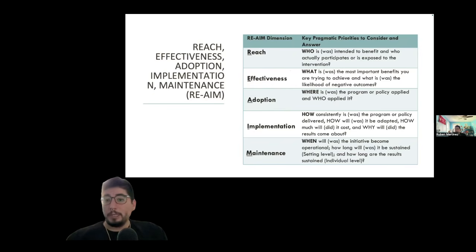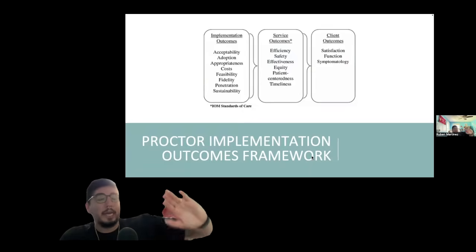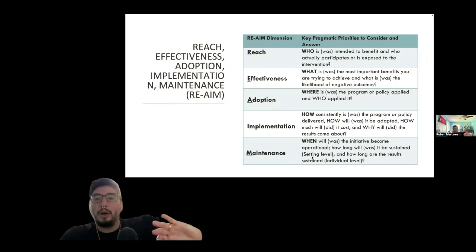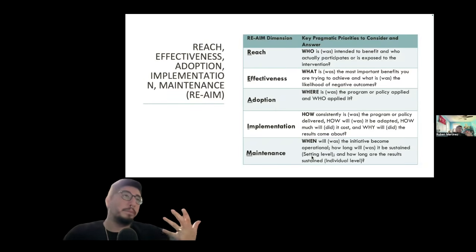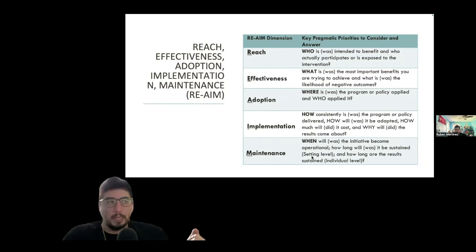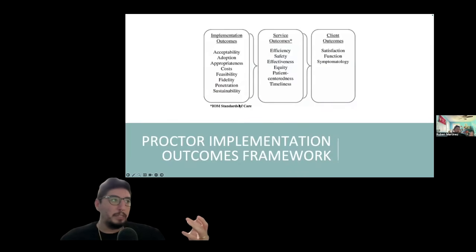which is who chose to adopt it and who didn't. Implementation really refers to fidelity. That's how much the thing is being used and how well it is being used, and maintenance is really that sustainment. As you can see, there's quite a bit of overlap between the RE-AIM dimensions and this outcome model. You can just pick one or the other, whichever feels most right to you.